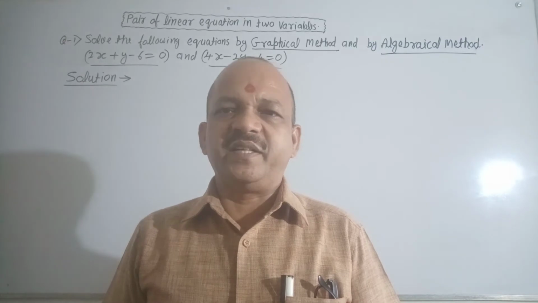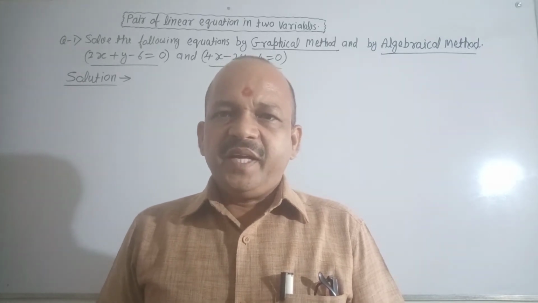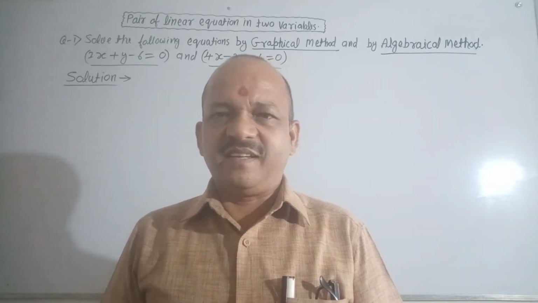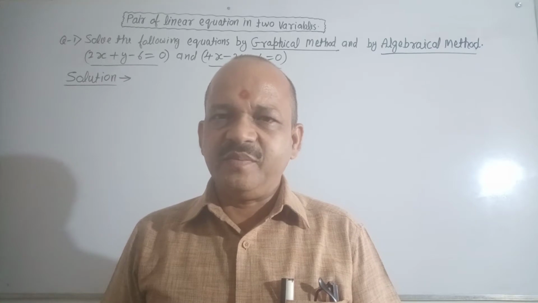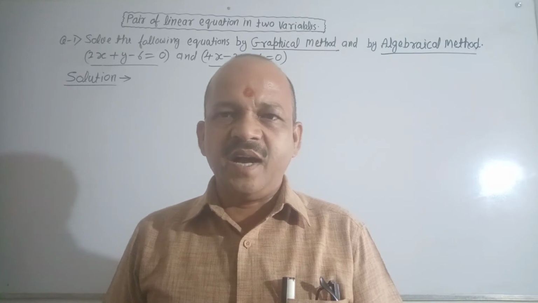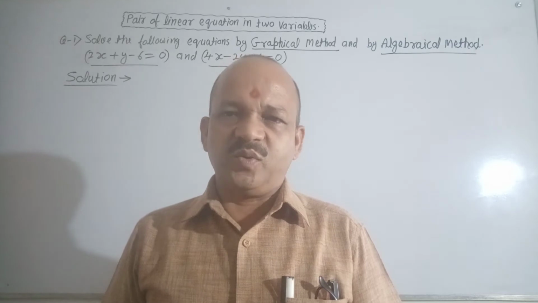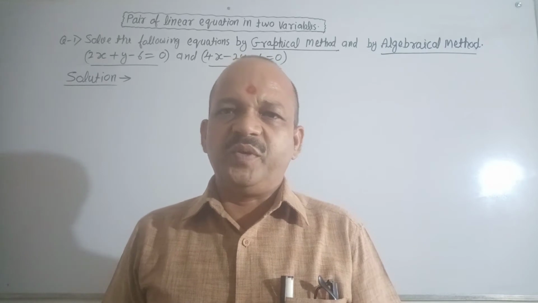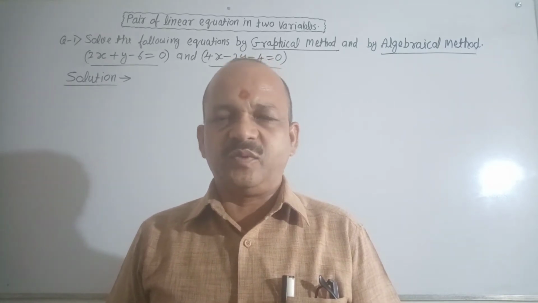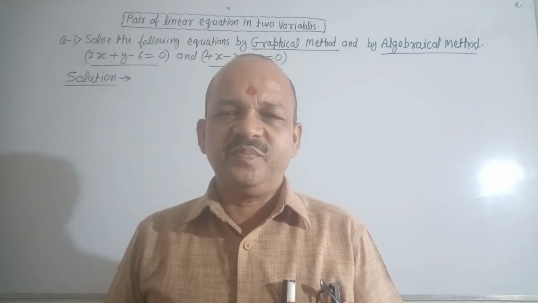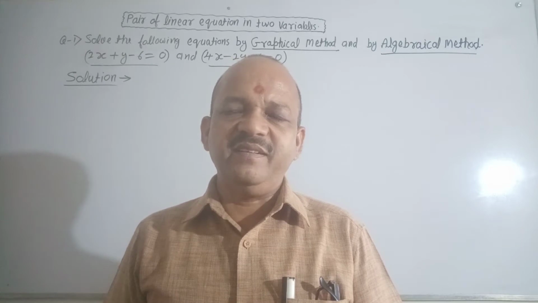Third, cross multiplication method. If a1 by a2 not equal to b1 by b2, then it shows intersecting lines, consistent system and unique solution. If a1 by a2 equal to b1 by b2 not equal to c1 by c2, then it shows parallel lines, no solution and inconsistent system. If a1 by a2 equal to b1 by b2 equal to c1 by c2, then it shows coincident lines, infinitely many solutions and consistent dependent system.